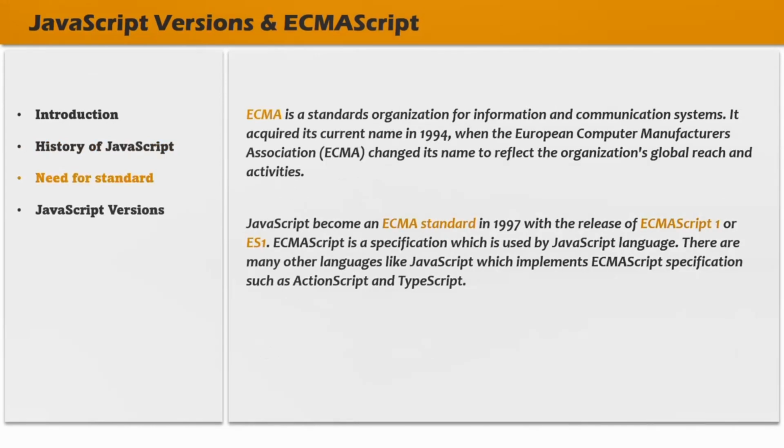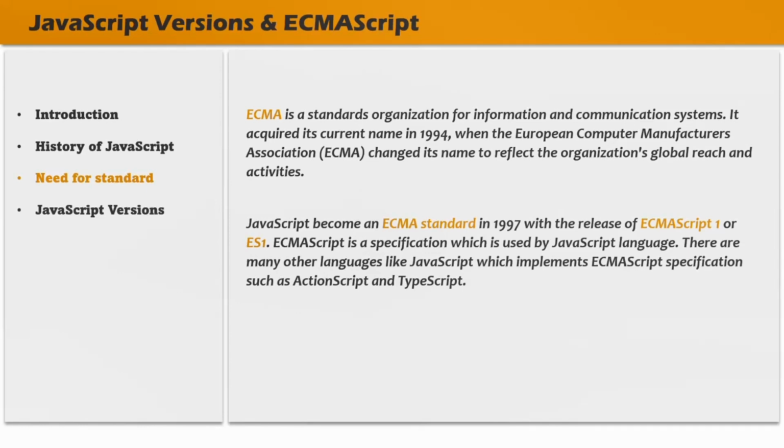The JavaScript language proved to be a great tool for the Netscape browser and other browsers looked to adopt it. For this to be possible, the need for standards for the JavaScript language came up. One year later, the language was submitted to an organization called ECMA International for creating new standards for the JavaScript programming language. Now remember that ECMA is a standards organization for information and communication systems. So JavaScript became an ECMA standard in 1997 with the release of ECMAScript 1 or ES1.